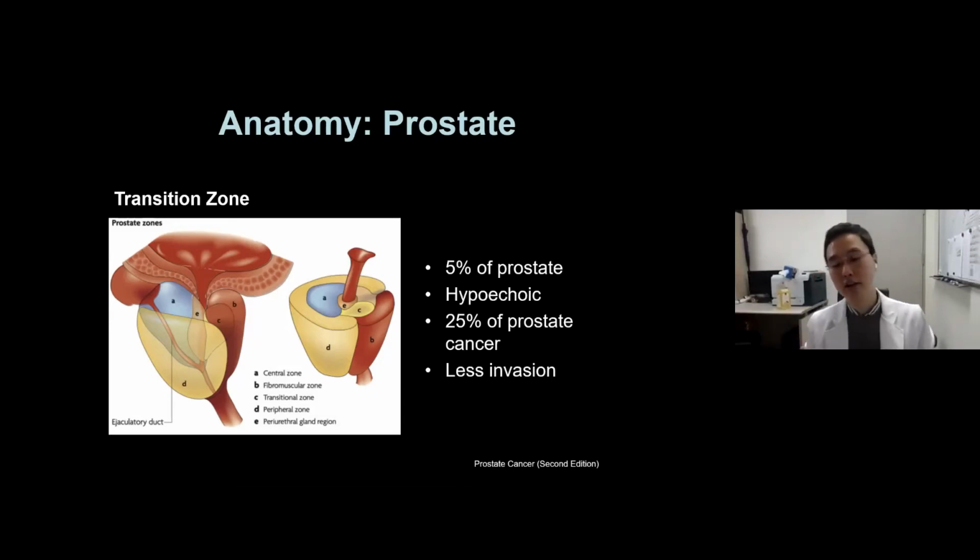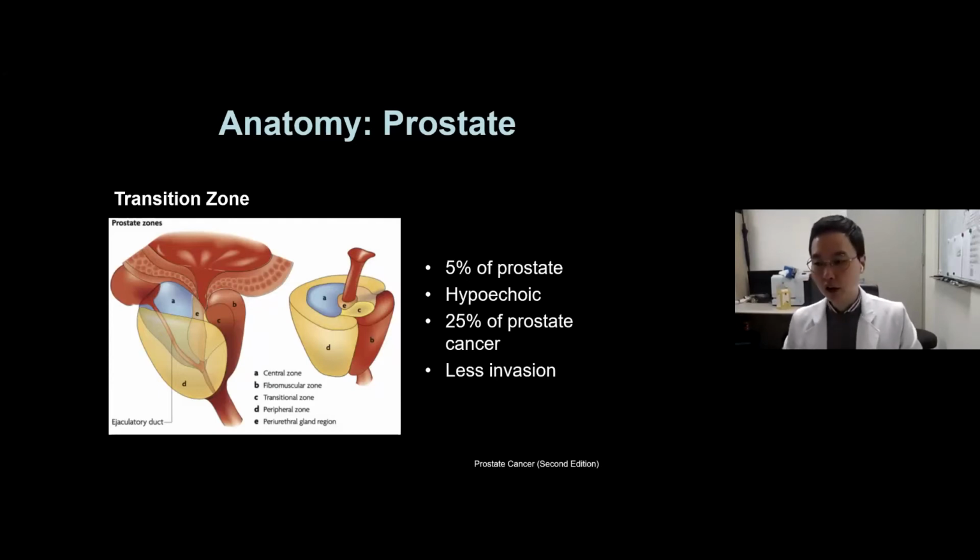However, when there is a BPH, actually the enlarging part is this transitional zone. That is why if the patient, like an elderly patient, has a BPH, there is a problem for the urination, voiding, because it actually squeezes the prostatic urethra. And 25% of the prostate cancer actually arises from this transitional zone.